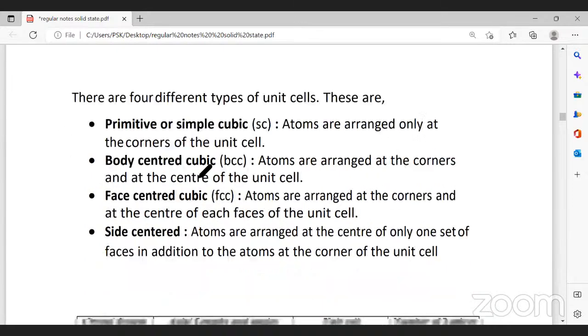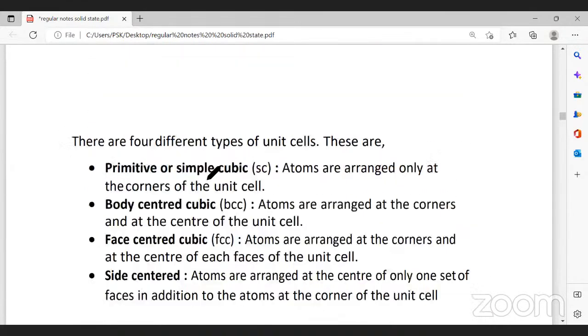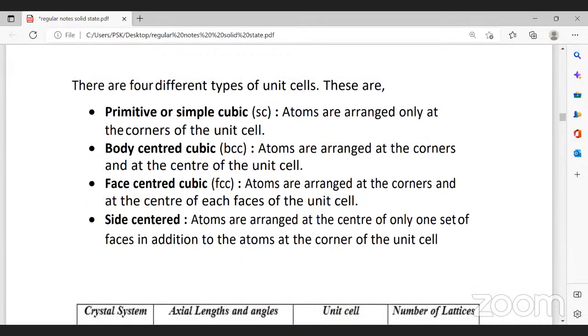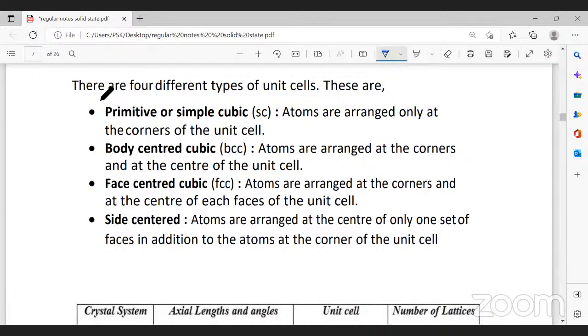Now there are four types of unit cells. You know what is a unit cell? The smallest repeating unit in a crystal is called a unit cell. There are four types of unit cells. They are called primitive or simple cubic, body-centered cubic (BCC), face-centered cubic, and side-centered cubic. The side-centered cubic is also called edge-centered.